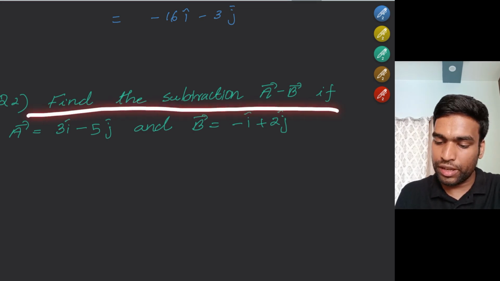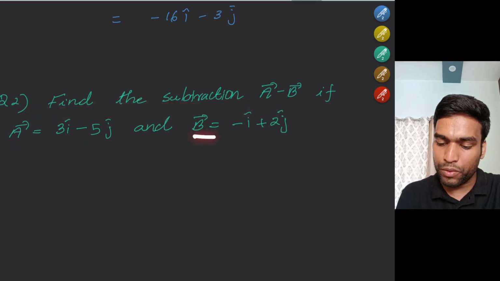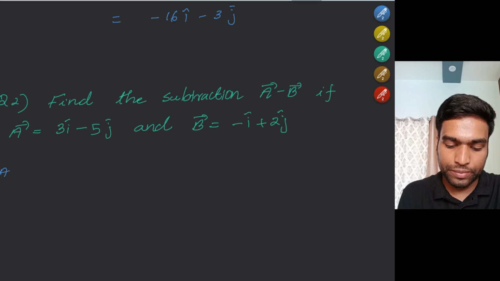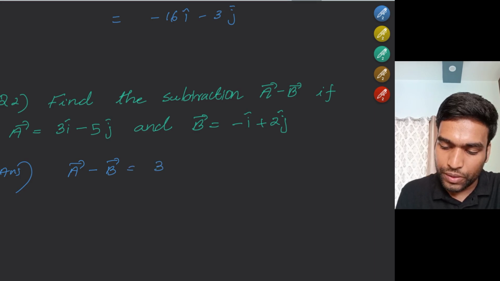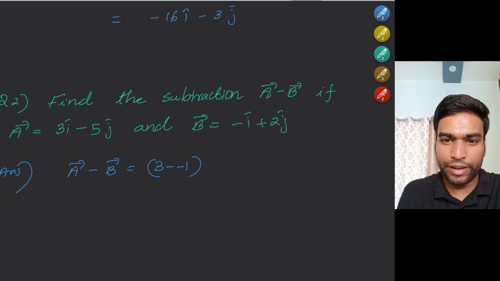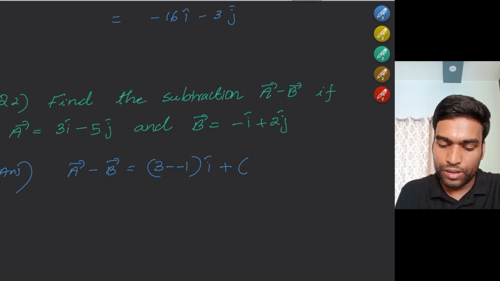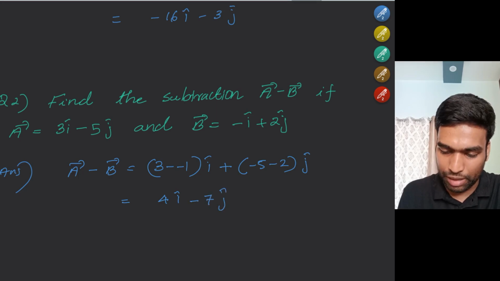Now let's focus on the second question. Find the subtraction a minus b if a vector is equal to 3 i cap minus 5 j cap and b vector is equal to negative i cap plus 2 j cap. Let's do that. a minus b equal to 3 minus minus 1. We are subtracting the x components first, plus minus 5 minus 2. We are subtracting the y components. So the answer will be 4 i cap, negative 7 j cap.